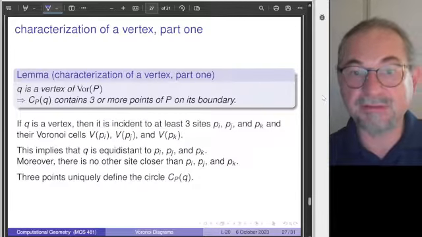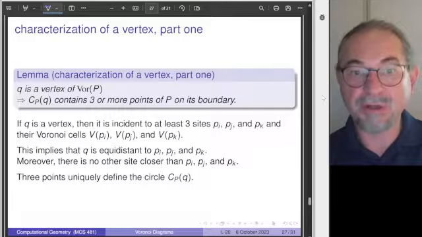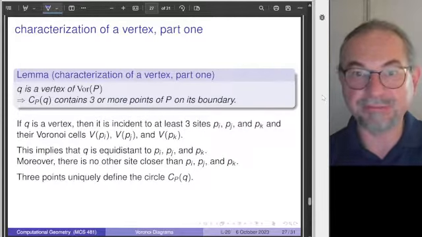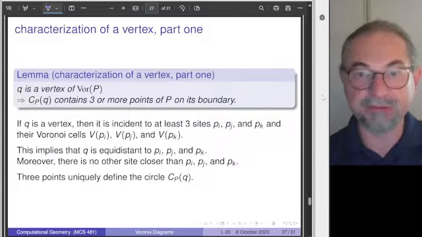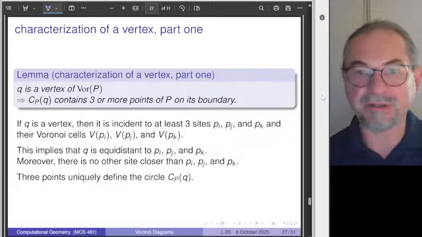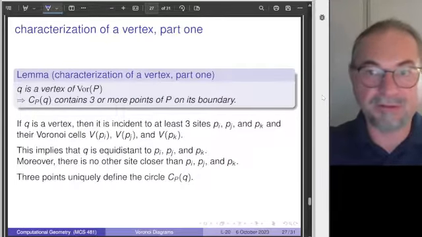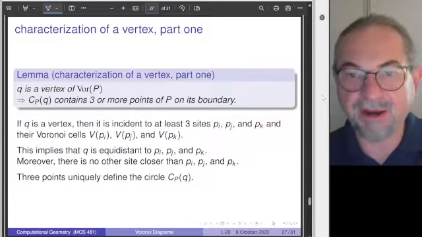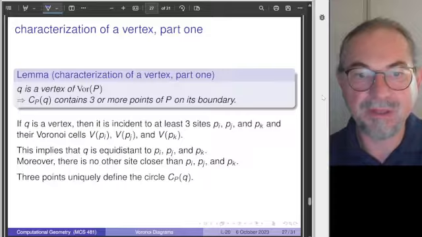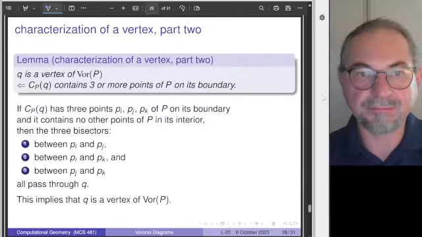And if you draw the circle, it will be an empty circle, but there is no other side closer than these 3. Otherwise, it would contradict the assumption that we have these 3 sides. It would have meant that if there was another point PL, then the L would have been the I, the J, or the K. 3 points uniquely define the circle.